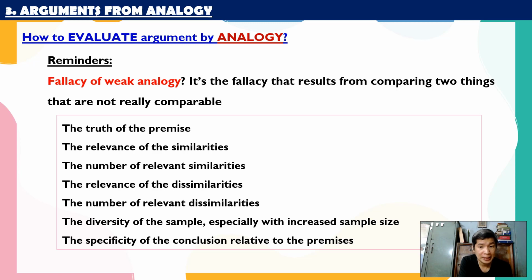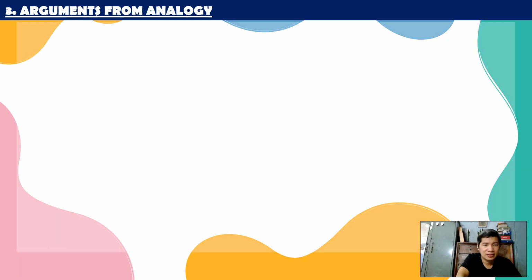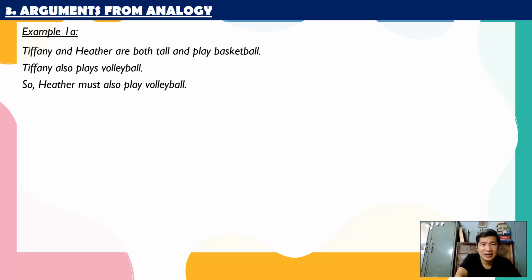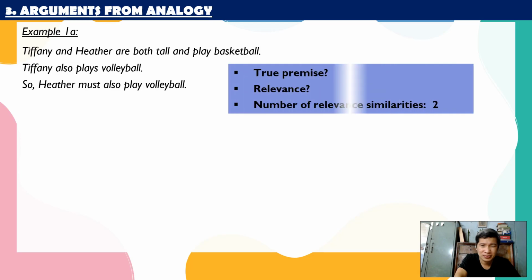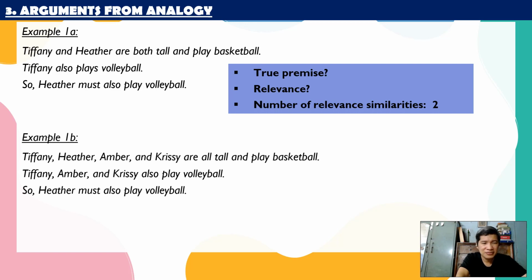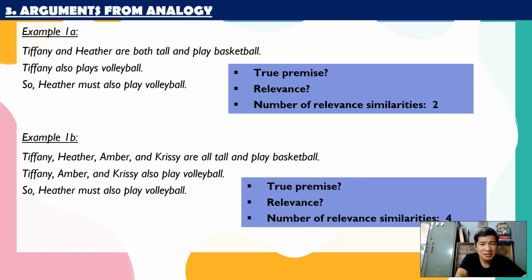We always have to compare and see the context. Right? Yeah. And think about this. Tiffany and Heather are both tall and they play basketball. Tiffany also plays volleyball. We have two similarities: they are tall and they play basketball, right? And then Tiffany, Heather, Amber, and Chrissy are all tall and play basketball. You can see, yeah, even four similarities.